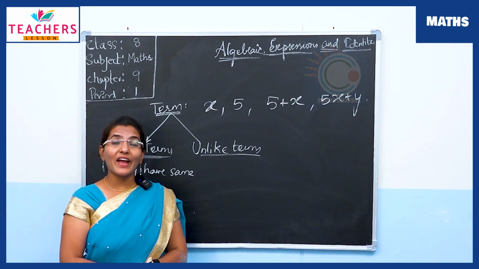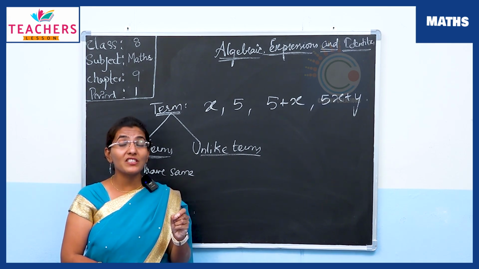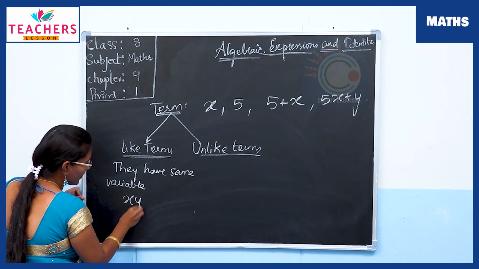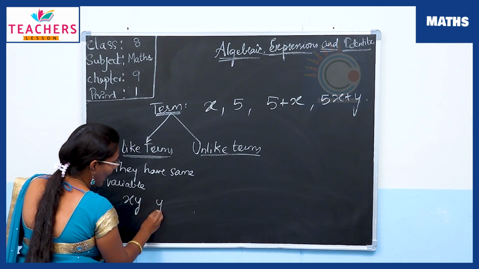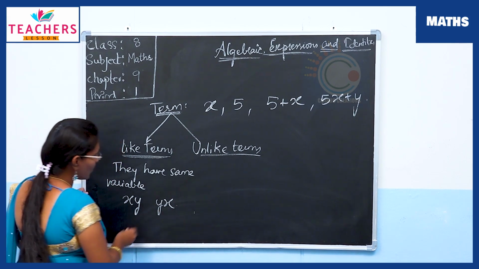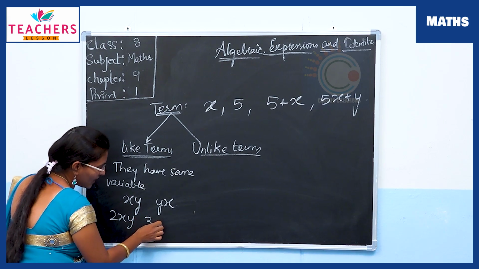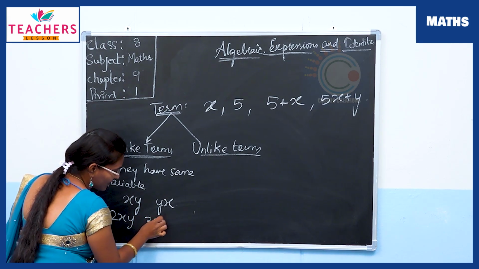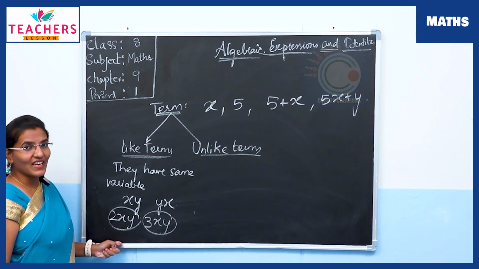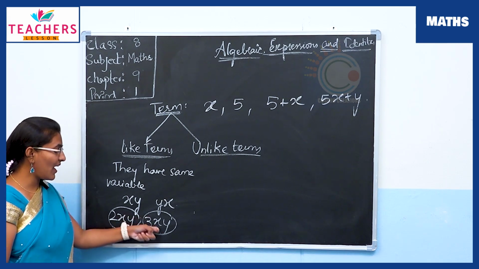Like terms are the terms which have the same variables. Variables, like x, y, and in the other terms also y, x. So can I write 2xy and 3xy? Can I say both are like terms, students? Yes, I can say so, because here the variables are the same: xy, xy.